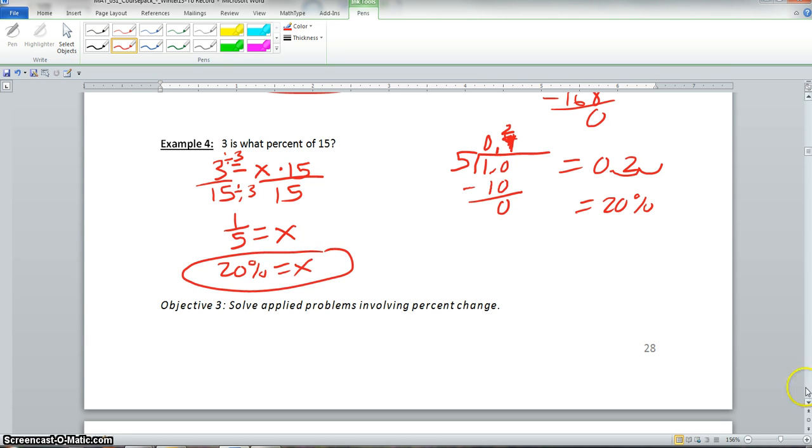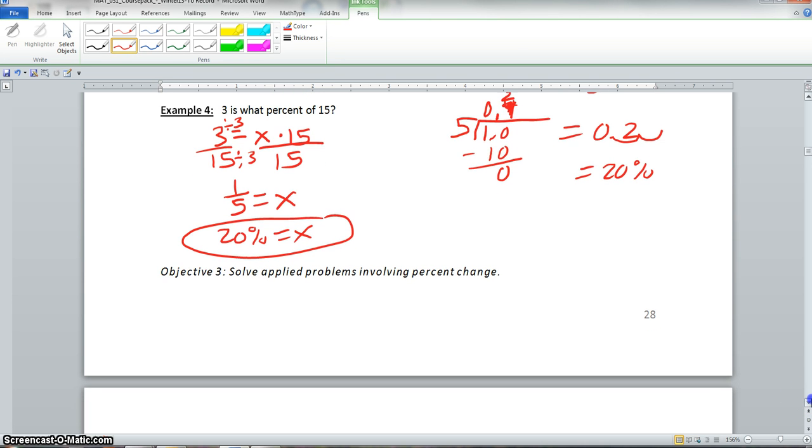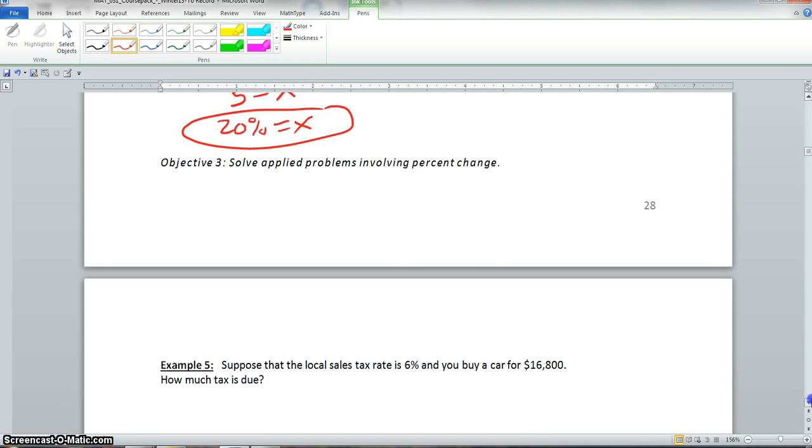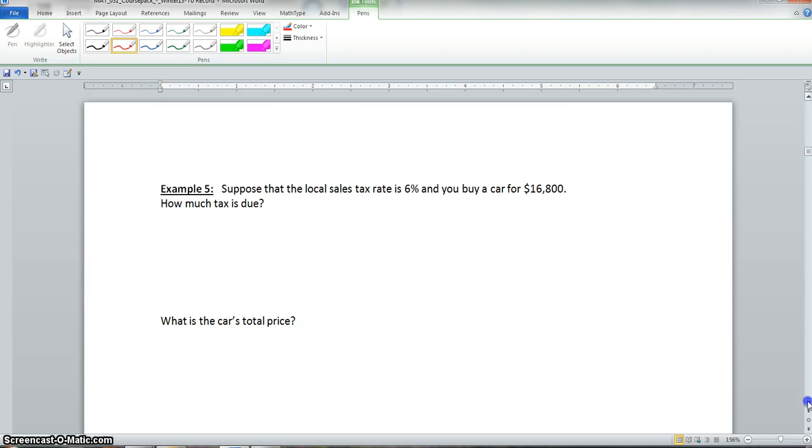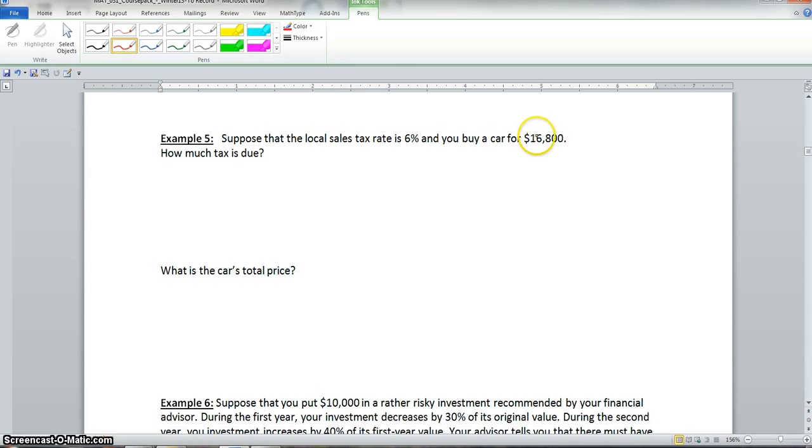Now we go here to objective 3. It says solve applied problems involving percent change. Okay, example 5. It says suppose the local sales tax rate is 6% and you buy a car for $16,800. It says how much tax is due. So what you would have to do is take $16,800 and multiply it by 6%, which is 0.06.